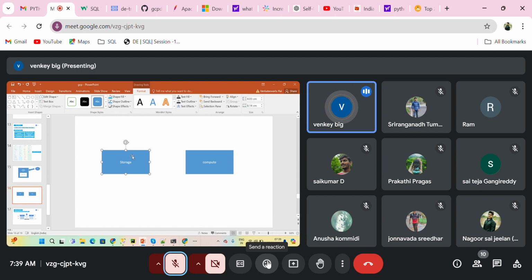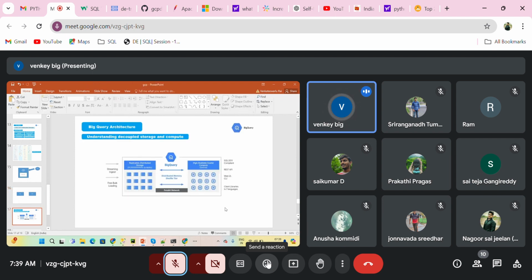You can increase your server capacity or nodes capacity horizontally. You can attach, and then when it comes to compute, automatically when you are submitting big queries, they can scale automatically in the background. So that is the reason for decoupling storage and compute, right? So BigQuery also follows a similar decoupled storage and compute methodology, right?